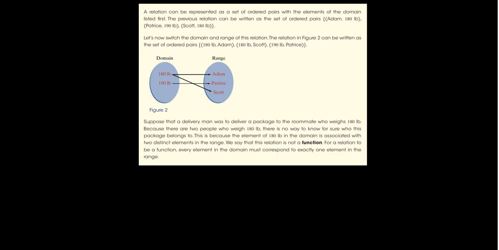Okay, so a relation can be represented as a set of ordered pairs with the elements of the domain listed first. The previous relation can be written as a set of ordered pairs: Adam goes to 180, Patrice goes to 190, Scott goes to 180. Now, if we switch the domain and range of this relation, then we have this: 180 goes to Adam and Scott, 190 goes to Patrice.